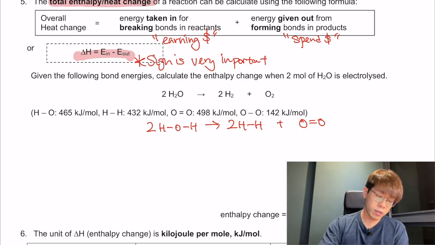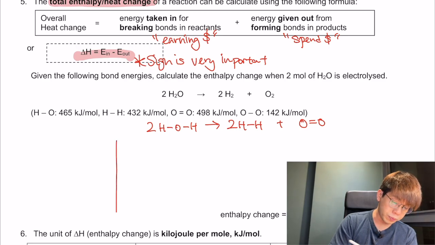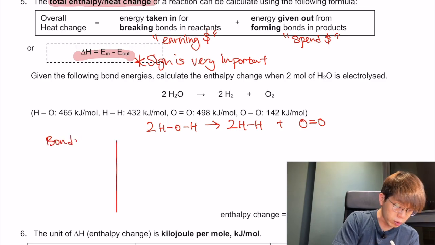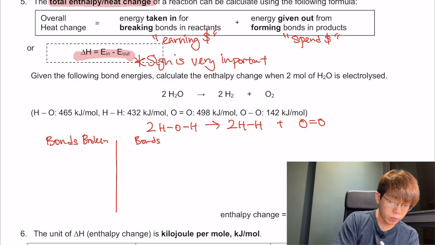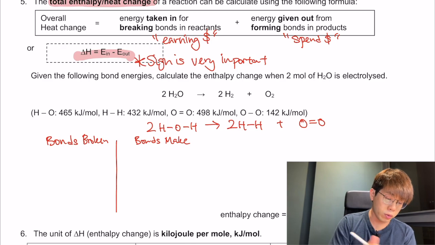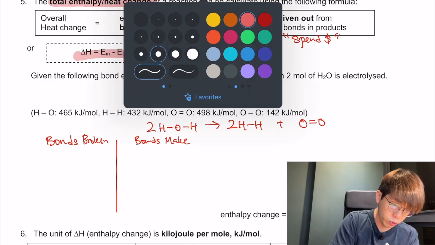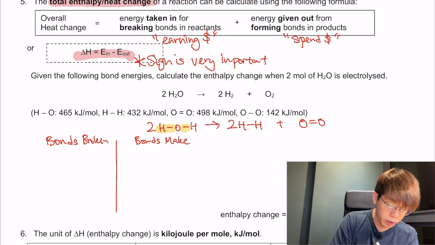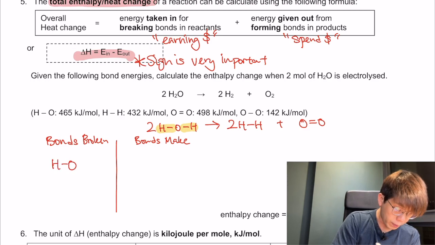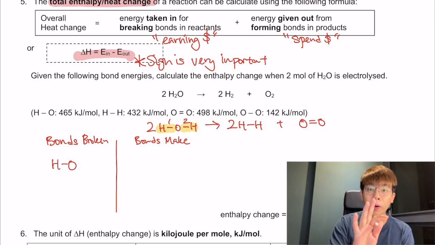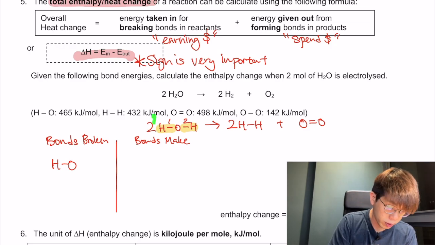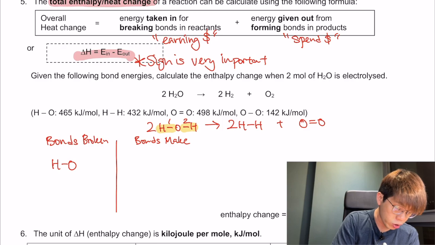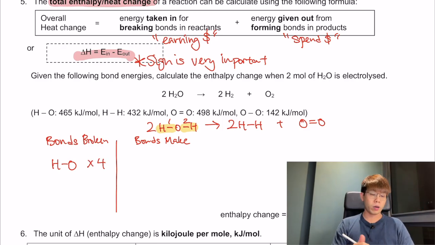Alright, so let's draw a small little table, and let's see what are the bonds broken and what are the bonds made. So bonds broken, and bonds made. Let me count again. I'll highlight one by one with you. So I got an O-H bond here for breaking. How many do I have? I have 1 here, I have 2 here. But wait, because I've got the coefficient here, it's not 2. I actually have 4 of them.